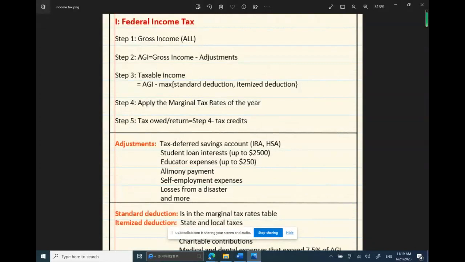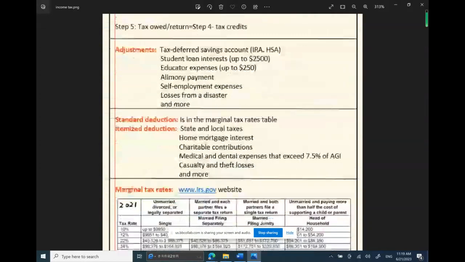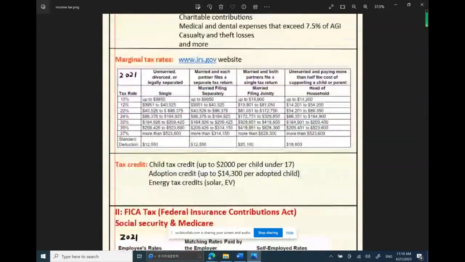Once we have the taxable income, we can find the marginal tax rate table and apply those marginal tax rates on top of taxable income. This is one of the most important pieces of content in this section. We will explain how we calculate income tax by applying those tax rates on the taxable income.